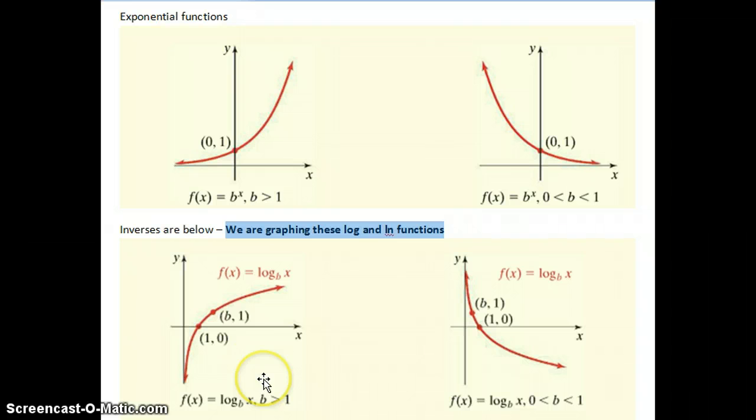Notice that also here on the left, if your base is greater than 1, your function from left to right is going to increase just like it did with the exponential function. And then if you have a base which is a fraction between 0 and 1, your function decreases just like it did with the exponential function.